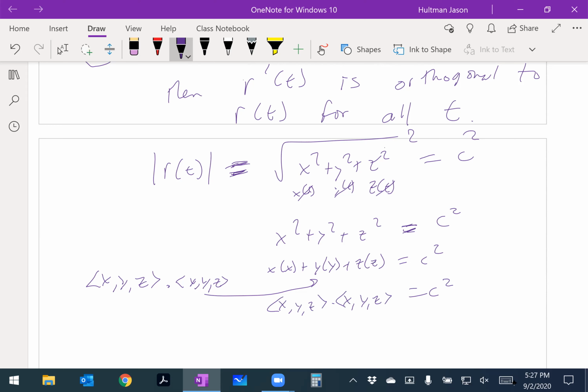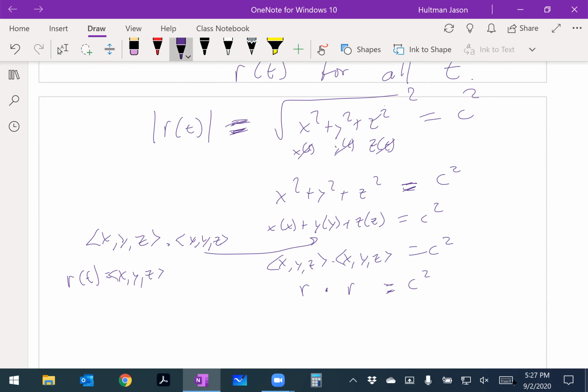Okay, what is x, y, and z though? Isn't that just r of t? Isn't r of t equal to x, y, z? Does that make sense? So wouldn't this just be r dot r is equal to c squared? Or we could say r of t dotted with r of t, isn't that equal to c squared? Does that make sense? Yeah.